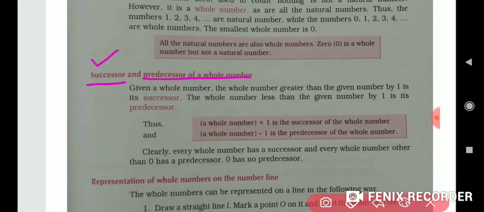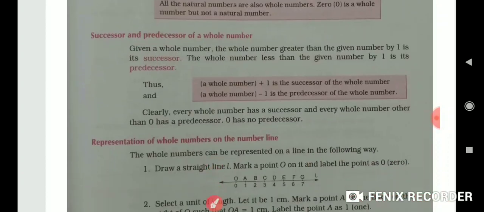Now successor and predecessor of a whole number. How can you find a successor and a predecessor of a whole number? Successor means that you have to add 1 and predecessor means you have to subtract 1. Successor, just see success. When you get success after studying, guess. Predecessor, just see P. Pre means previous. For previous, what you will do? You will subtract 1. Understood?